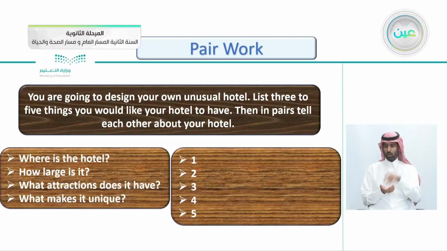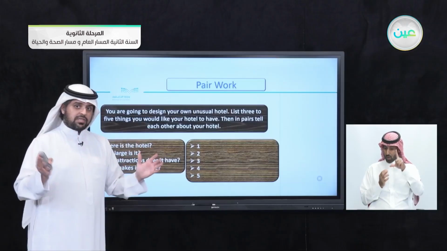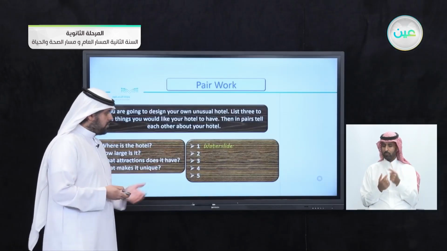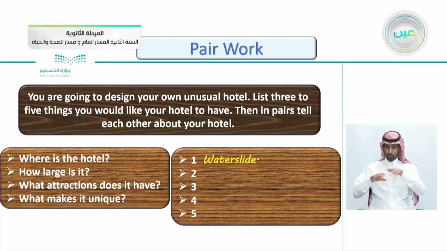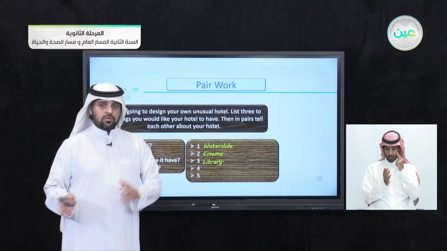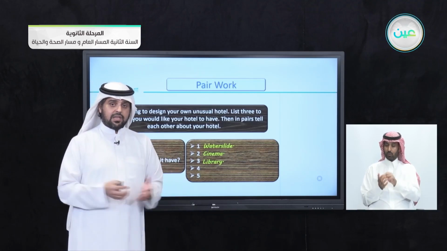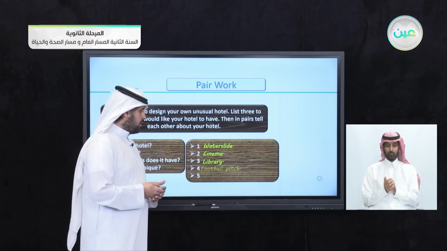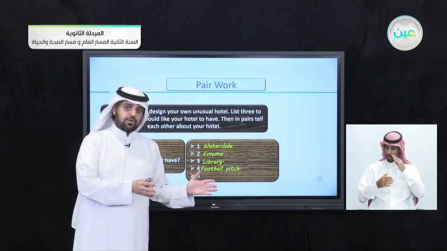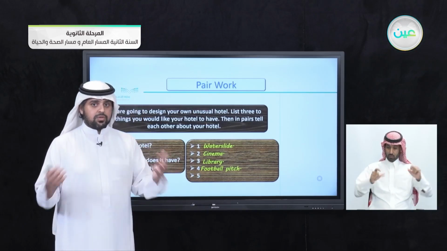Where is the hotel? How large is it? Is it a small hotel? Is it a big hotel like a castle maybe? What attractions does it have? What makes it unique? For example, does it have water slides? Some hotels have water slides in their swimming pool. Or maybe a cinema, you can see movies inside the hotel. Or a library, so for the people who prefer reading to watching movies, maybe you could put a large library in the hotel and they can read quietly. Or maybe a football pitch. Instead of the gym or the swimming pool or the tennis court, you can put a football pitch where people would come and play football.